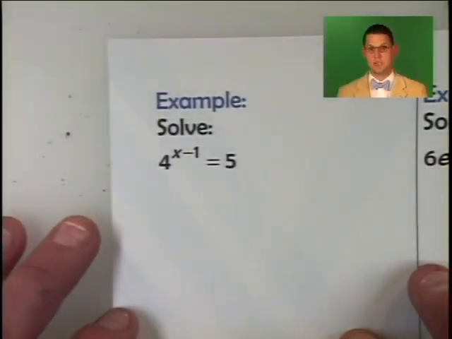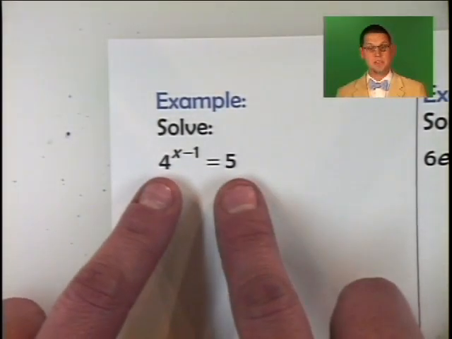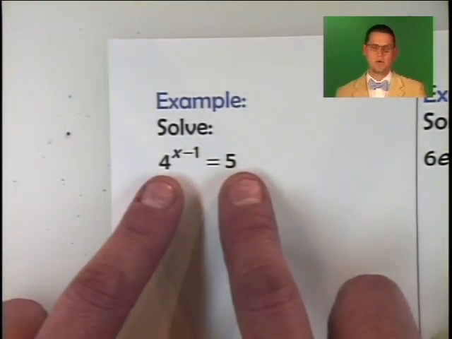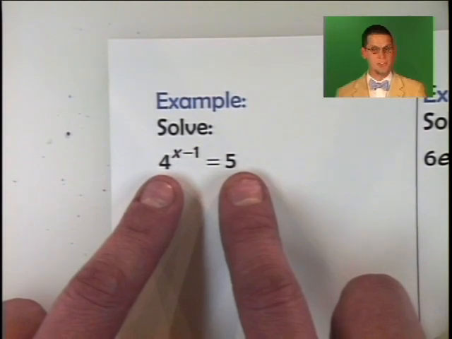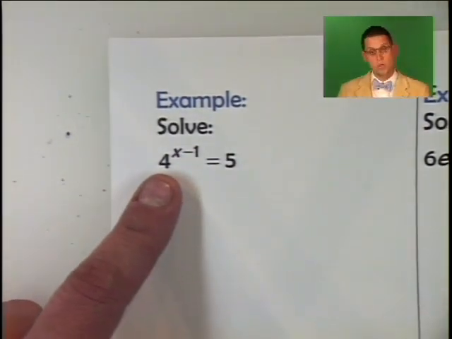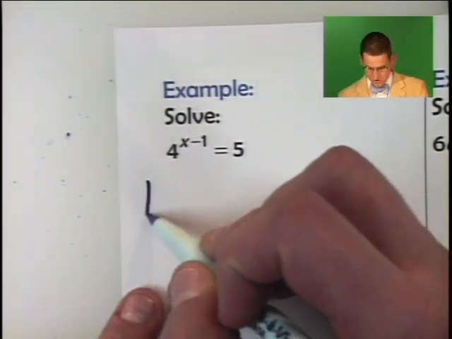All right, let's take a look at this one. I've got 4 to the x minus 1 equaling 5. Can I get the bases the same? 4 and 5 are not powers of each other, and unfortunately, nor are they powers of any common base. So I can't get the bases the same. So remember, our other method in this case was to take the log of both sides. That'll undo the exponentiation. So let's show that on a separate step.